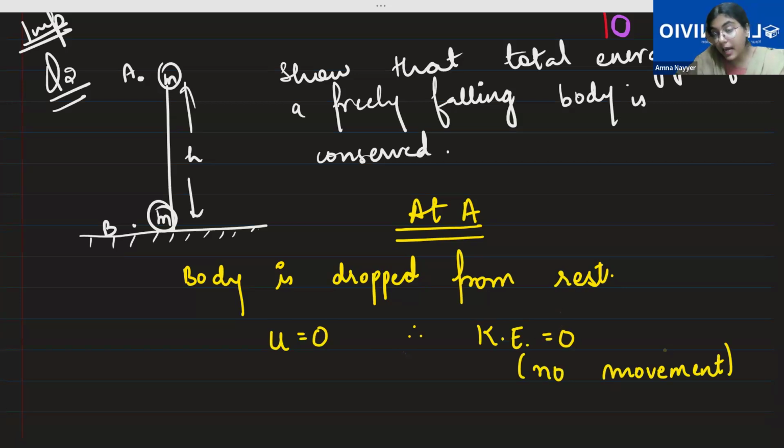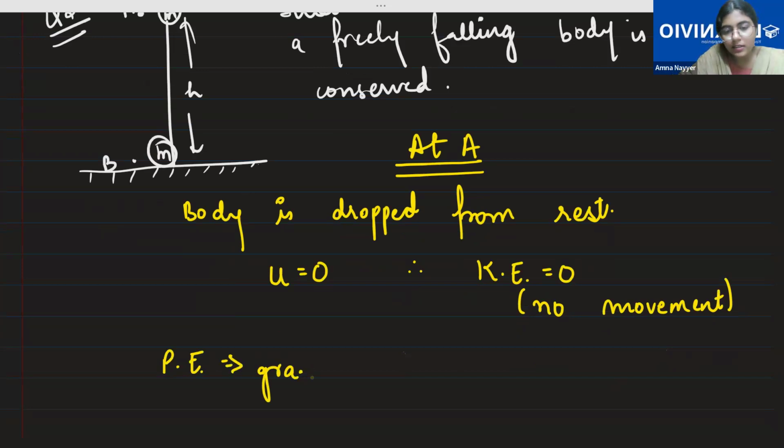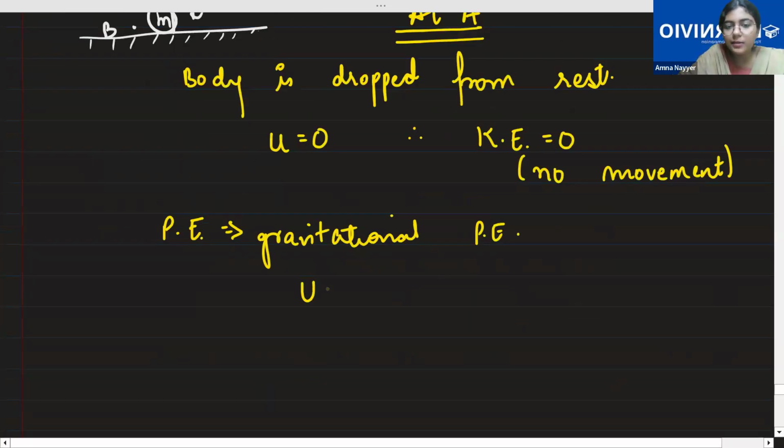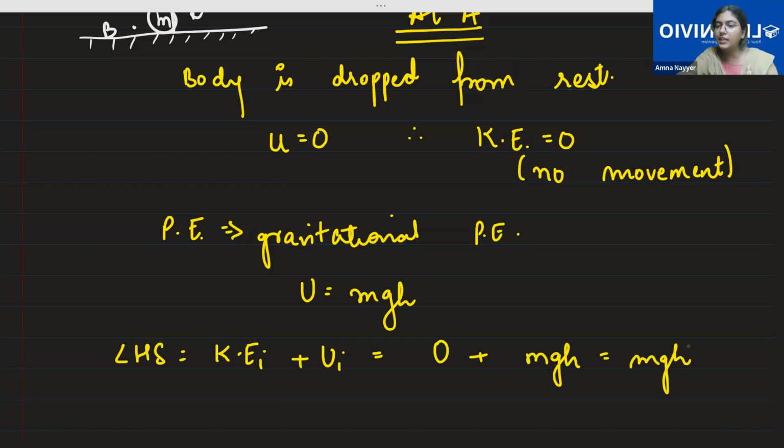But since it is at a certain height h, potential energy will still be there in our system. When we talk about the potential energy, it will be the gravitational potential energy. So at this point, no kinetic energy, but potential energy will be equal to mgh. So my LHS, the total initial energy, is kinetic initial plus potential initial. Kinetic initial is 0, plus potential initial mgh, is equal to mgh. So this is my initial side.